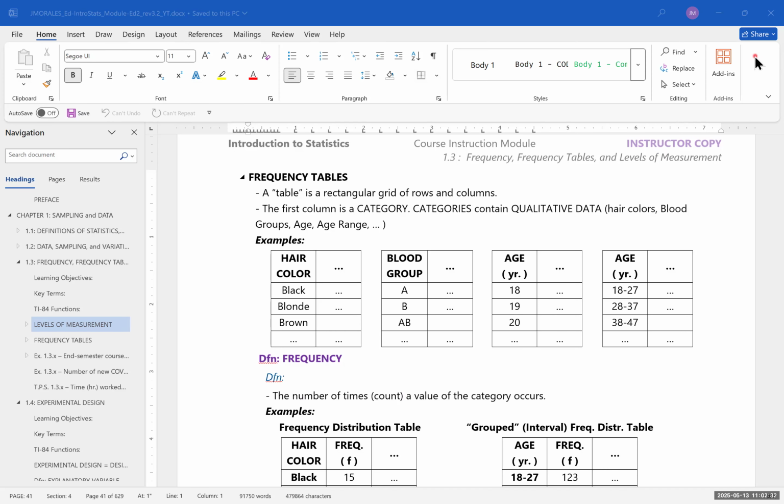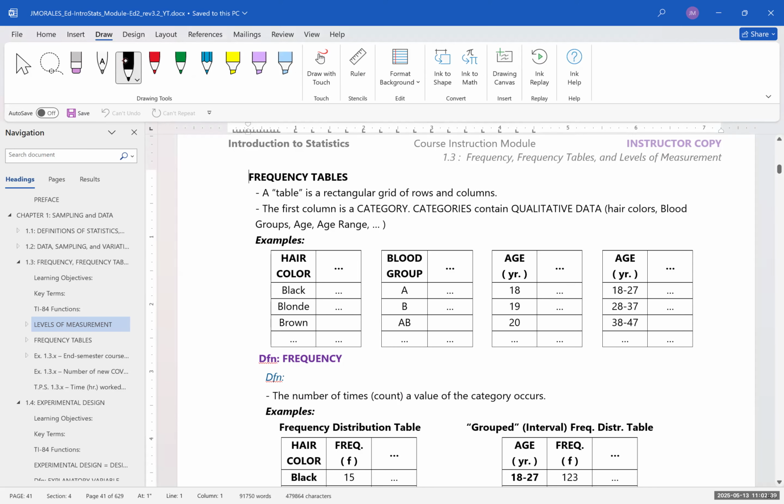All right, let's move on and talk about frequency tables. Okay, first of all, so what's a table? So a table is a rectangular grid of rows and columns.